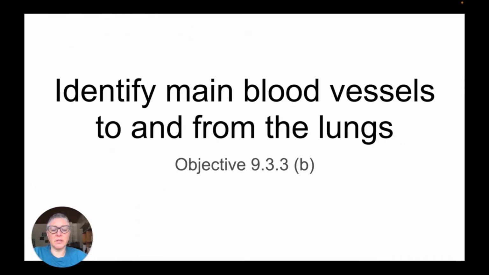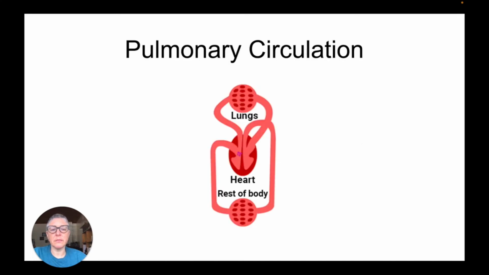This video covers the IGCSE Biology Objective 9.3.3b on the 2025 CAIE syllabus to identify main blood vessels to and from the lungs. So in the previous video, we compared pulmonary circulation to systemic circulation, and this time we just want to focus on the pulmonary circulation.